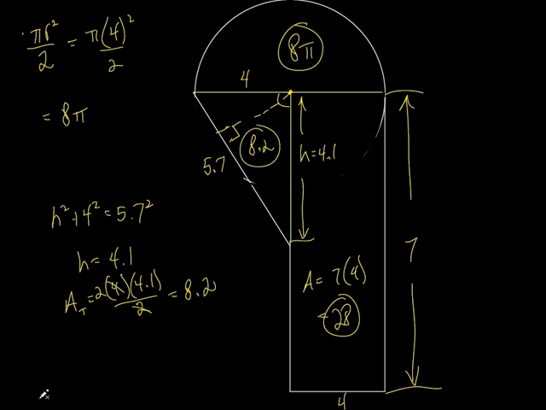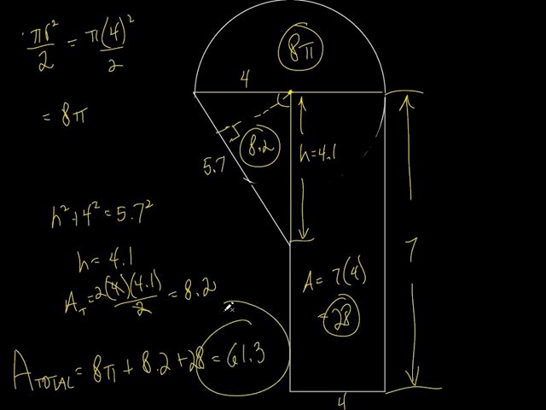Now, what do we do to find the total area? We'll call it area total. Yeah, just add them all up. Take 8 pi plus the 8.2 plus the 28, and hopefully you'll get somewhere around 61.3. Is that right? Okay. It's in feet, so we'll call it feet squared.